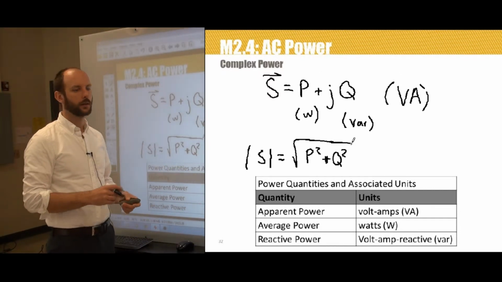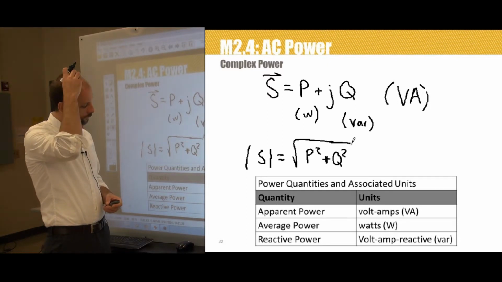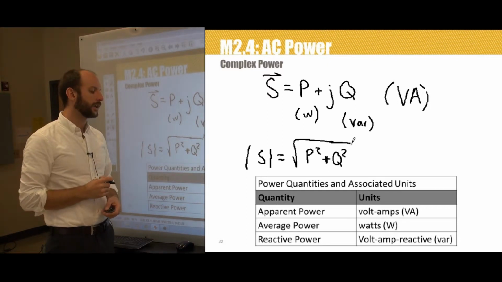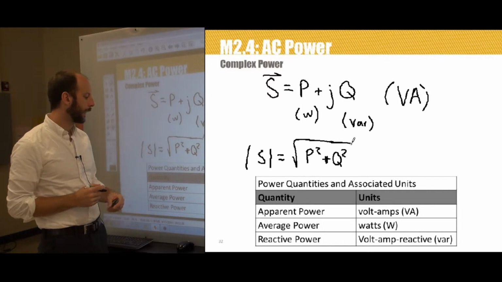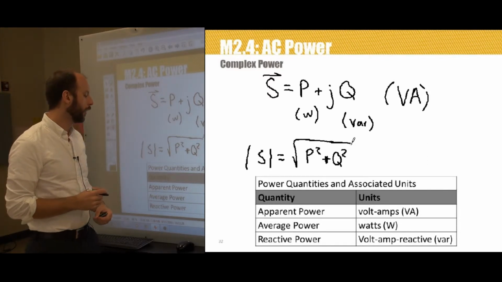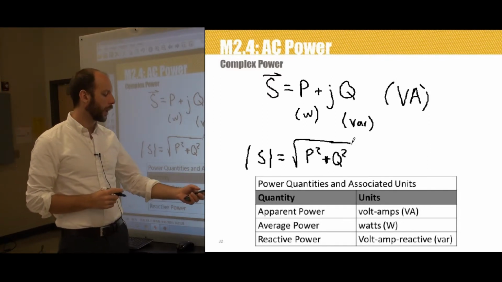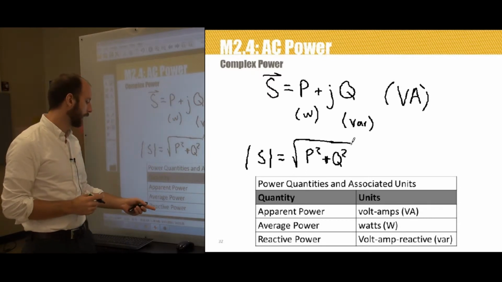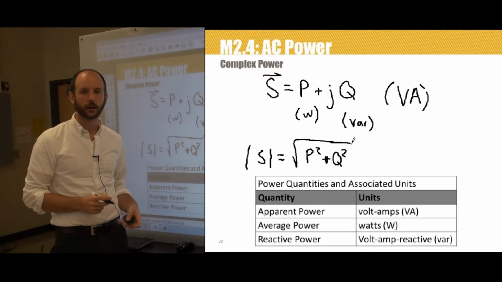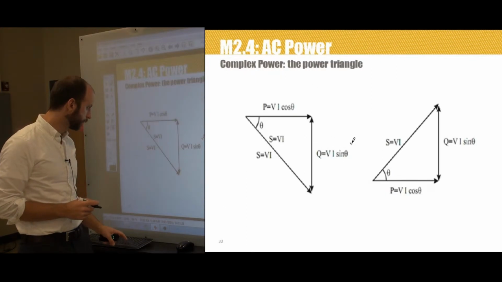So if somebody says, I have 50 volt amps, they're talking about apparent power, which is the combination of the two. If somebody is talking about watts, they're talking about real power. And if they're talking about VARs, they're talking about reactive power.